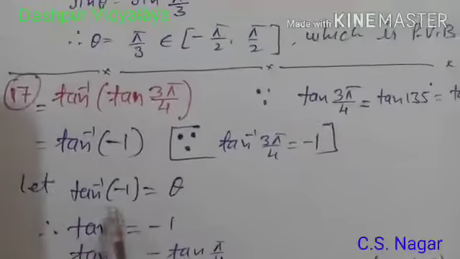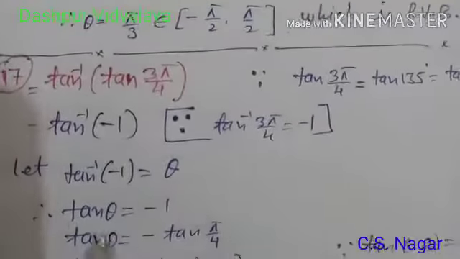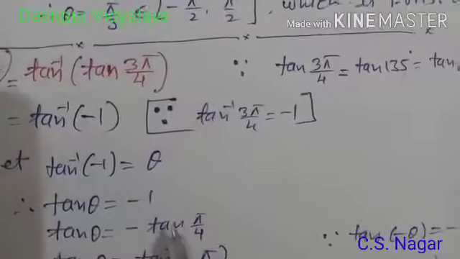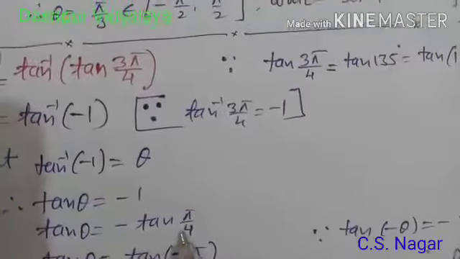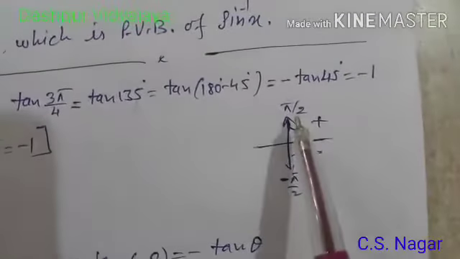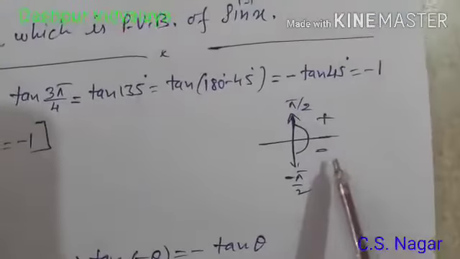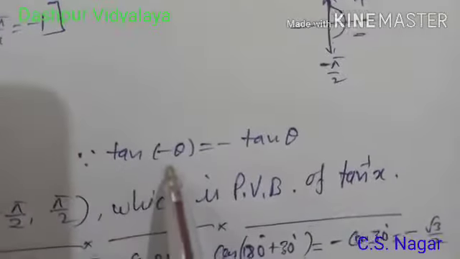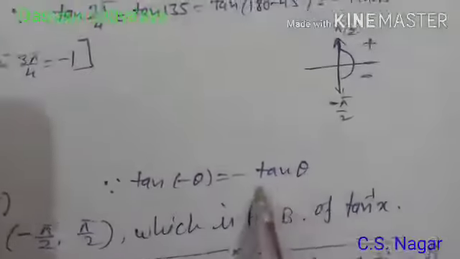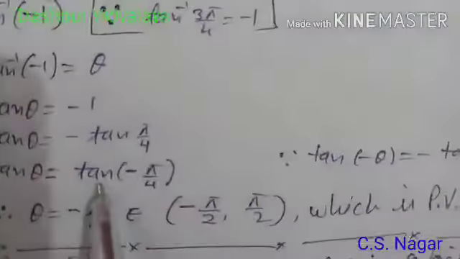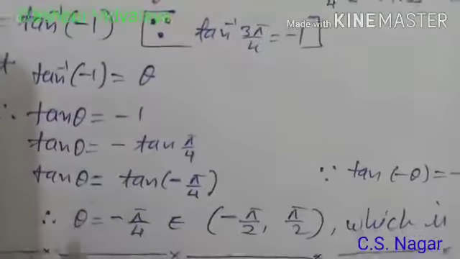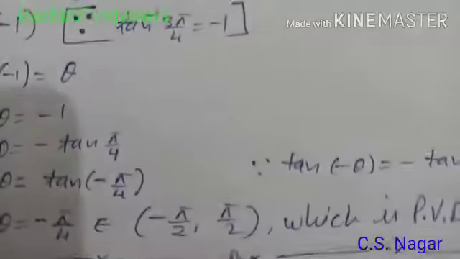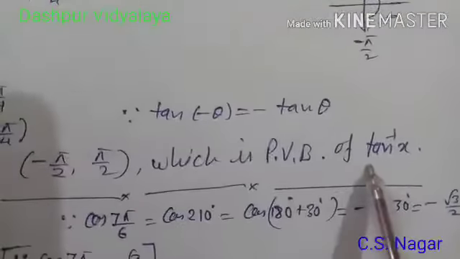Once again, let tan inverse minus 1 equal theta. So tan theta is equal to minus 1. In place of 1, write tan pi by 4. Since the PVB of tan inverse is minus pi by 2 to plus pi by 2, we have to enter the fourth quadrant, and for the fourth quadrant we have the formula tan of minus theta equals minus tan theta. So in place of minus tan theta, write tan of minus theta. Now comparing, theta is equal to minus pi by 4, which belongs to the open interval minus pi by 2 to plus pi by 2, which is the PVB of tan inverse.